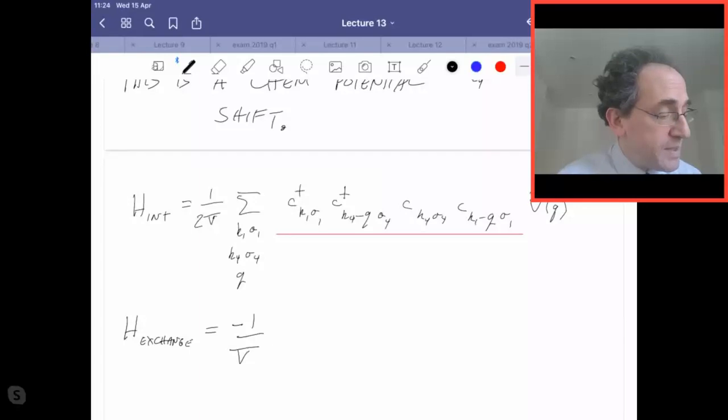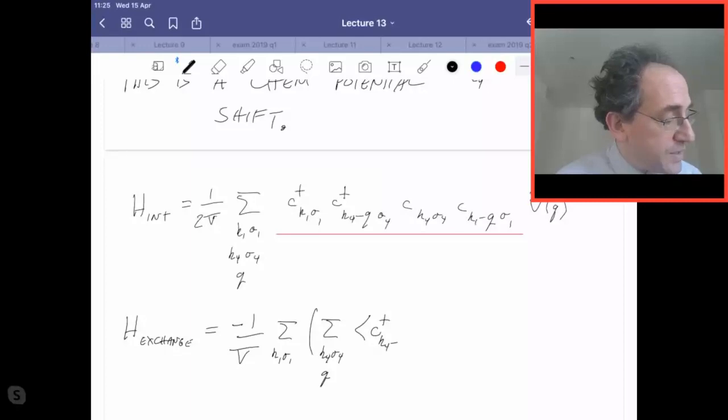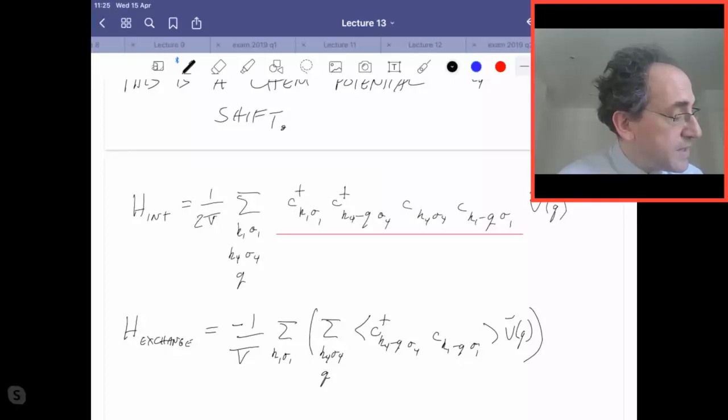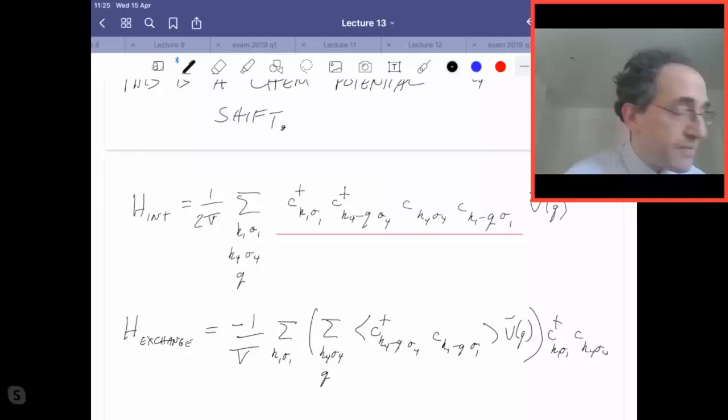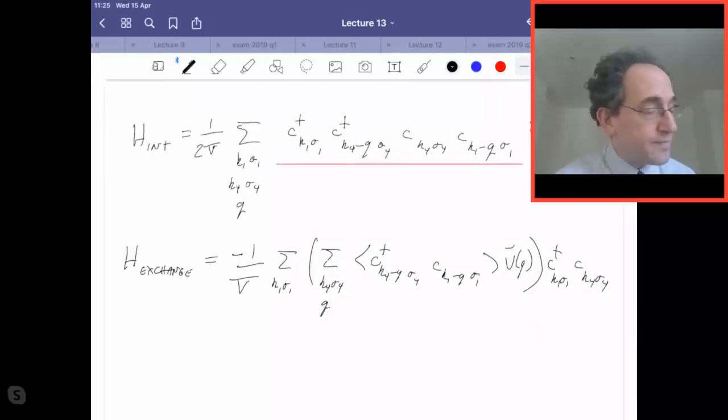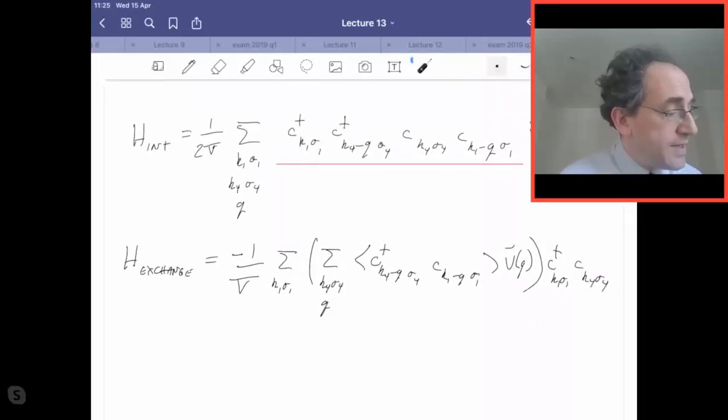1 over the volume of the system, sum over K1 sigma 1, and sum over K4 sigma 4 and Q. We'll write this now: C dagger K4 minus Q sigma 4, C K1 minus Q sigma 1, V twiddle of Q, and then times C dagger K1 sigma 1, C K4 sigma 4. Okay, so this one's much less trivial here. This thing can be non-zero for lots of Qs.